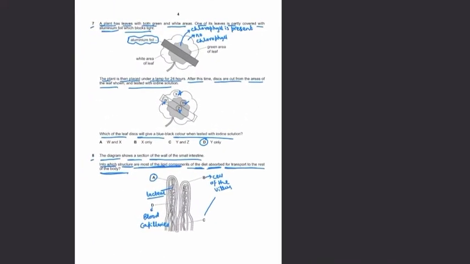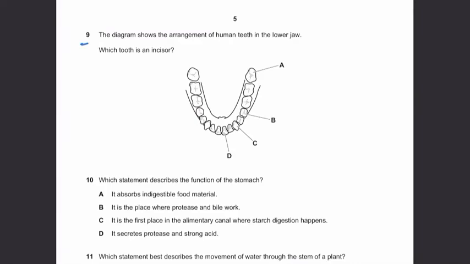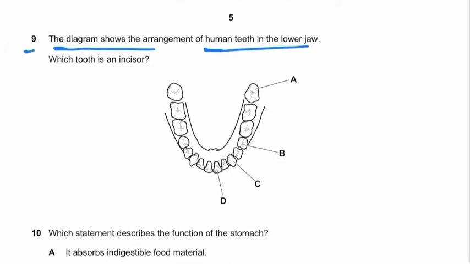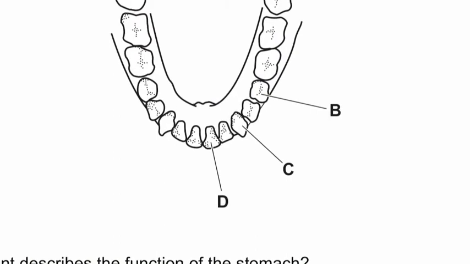Okay, let's move on to MCQ number 9. The diagram shows the arrangement of human teeth in the lower jaw. So guys, this is the lower jaw and this shows the arrangement of teeth. Which tooth is an incisor? Okay guys, let's label the teeth. The first 4 teeth in front are incisors.